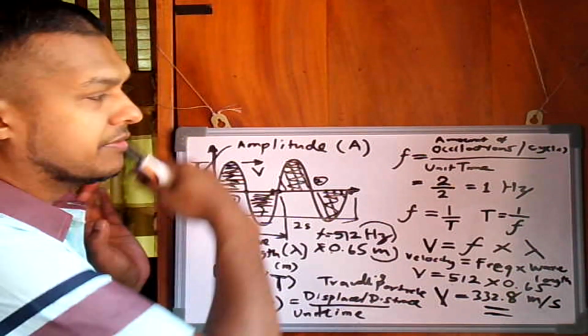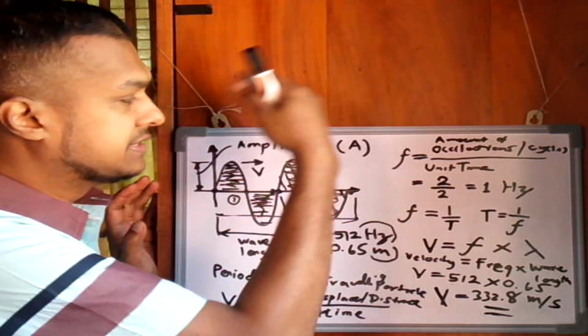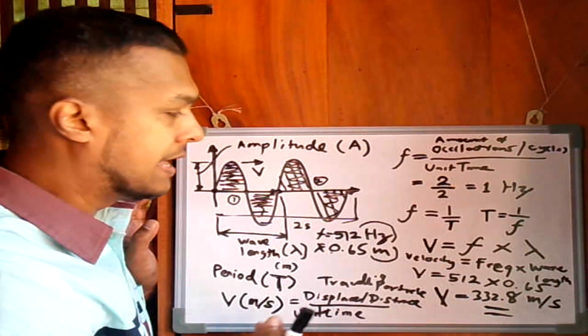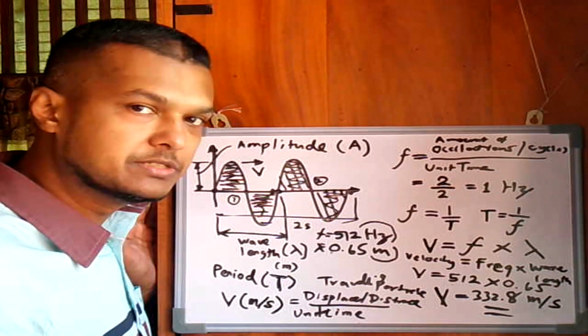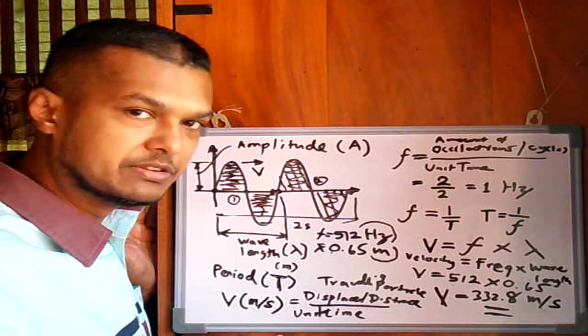So this is just a summary of all the parameters associated with the wave and its characteristics. These are things we learned before, so this is just a revision of it.